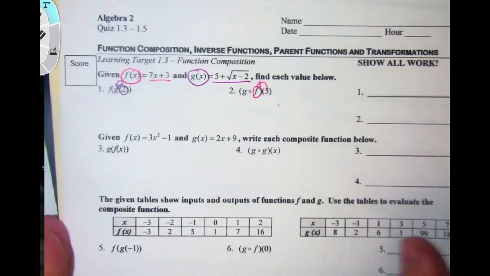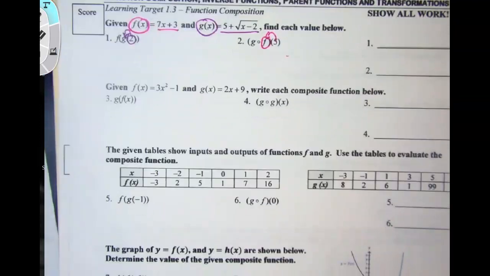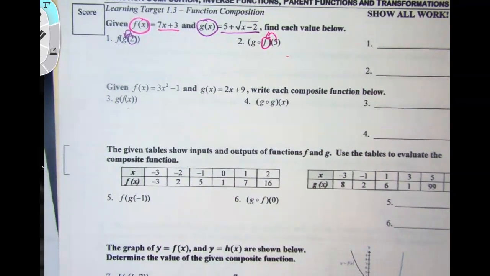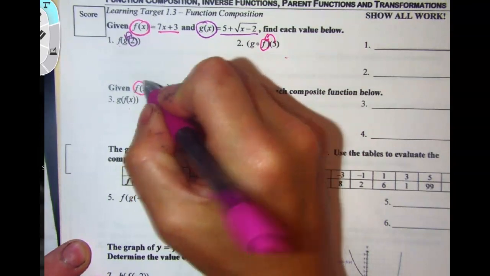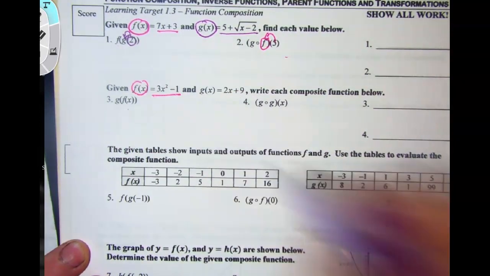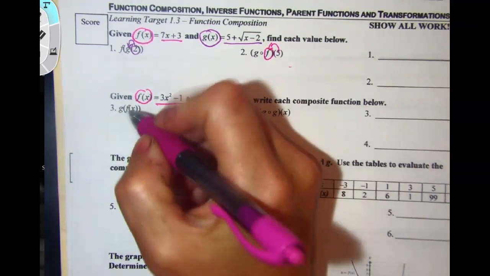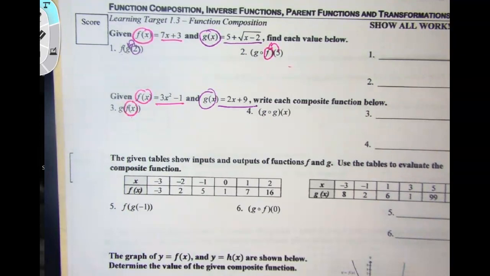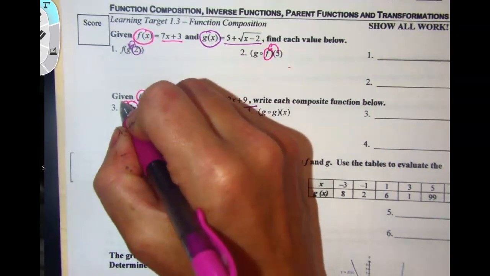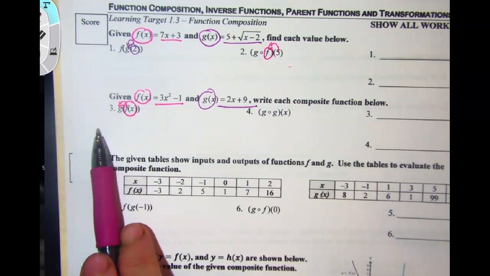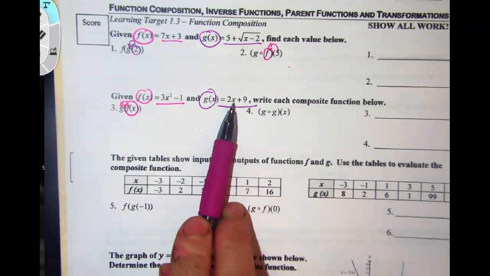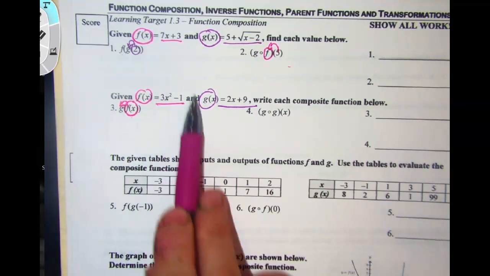Okay, let's go to 3 and 4. These are a little bit different because there's no numbers in here, so we're going to be plugging one function into another. Again, f of x is this one. They've changed it this time, and we have g is this one. The first one is asking us to take our inner function, which is f of x, and plug it into where you see the g. So you just write out whatever g is, and then where you see the x, you plug in the whole entire function.